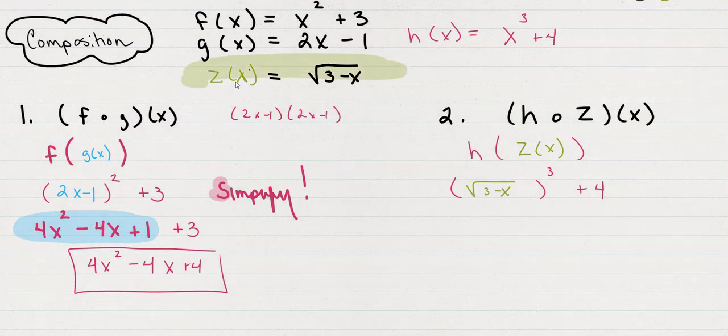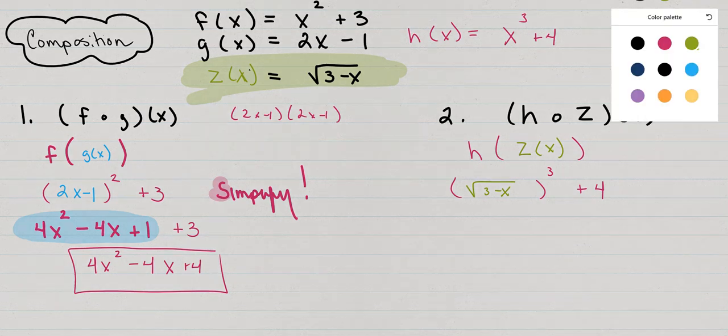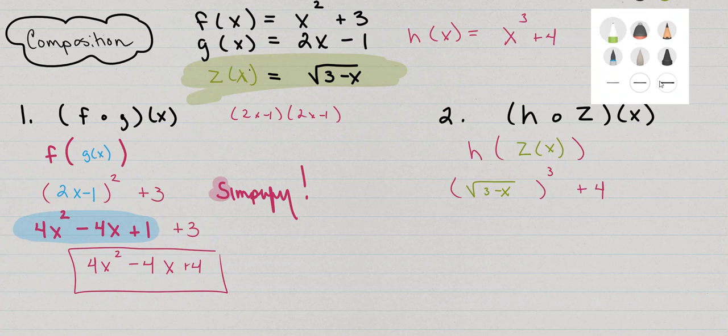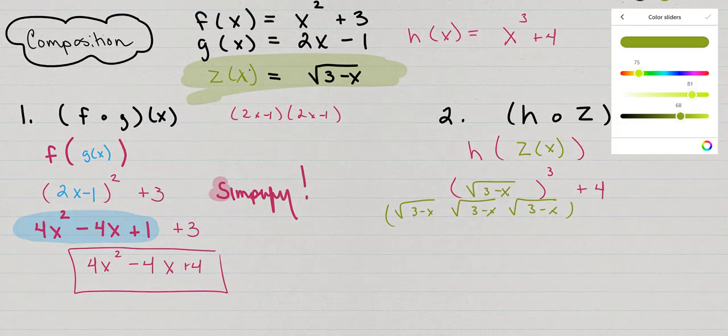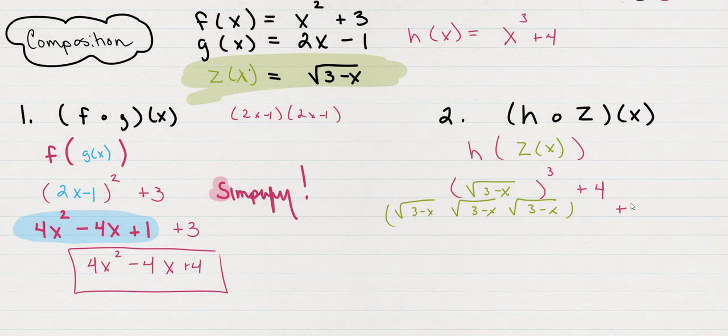Though you, as a calculus student, should be able to do some algebra simplifying of this. A few ways you could simplify this. The piece you want to catch is that the square root cubed isn't simplified. Let me write this out so that I'm not losing anyone here. I could say it's 3 minus x, square root of 3 minus x, square root of 3 minus x, all of that, right? And then don't lose our plus 4 hanging off the end here.